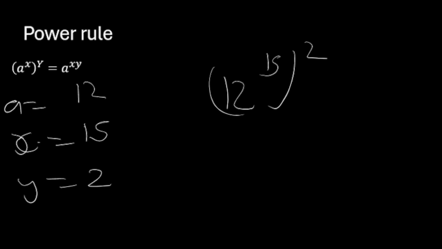We're going to multiply 15 by 2, 15 times 2, which will be 30. So 12 powered by the exponent 30. So in the power rule, we're multiplying the exponent inside the brackets with the exponent outside of the bracket, and the base does not change.